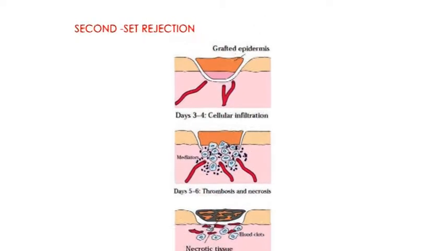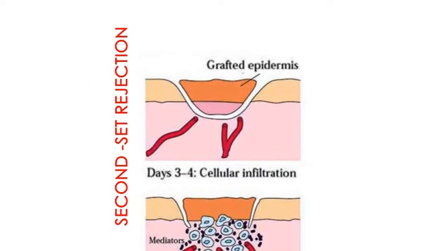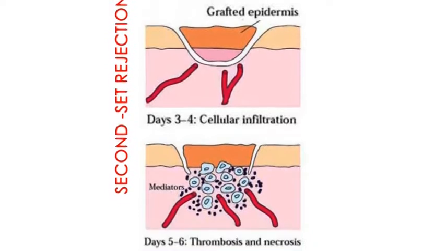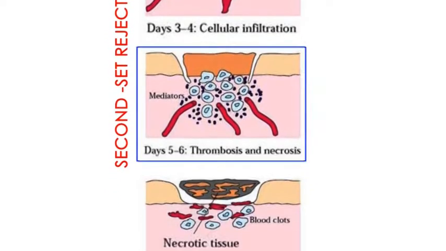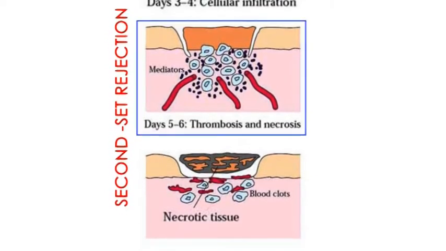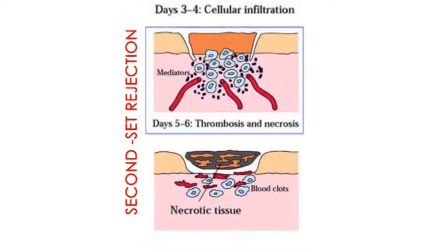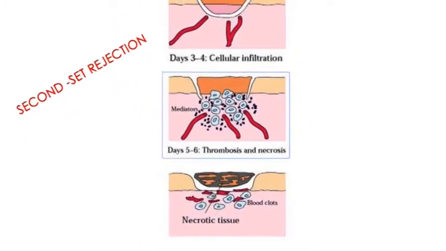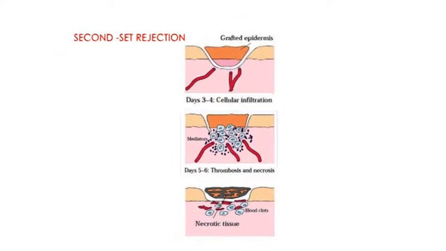If a second graft is transferred to the same host, a heightened immune response completely rejects the graft within 5 to 6 days. This is called second set rejection. And this quick immune response is attributed to the immunologic memory.